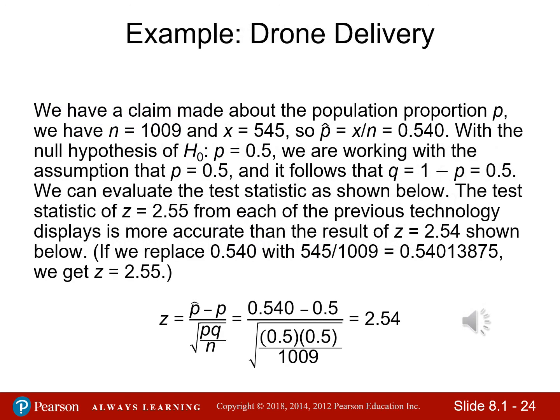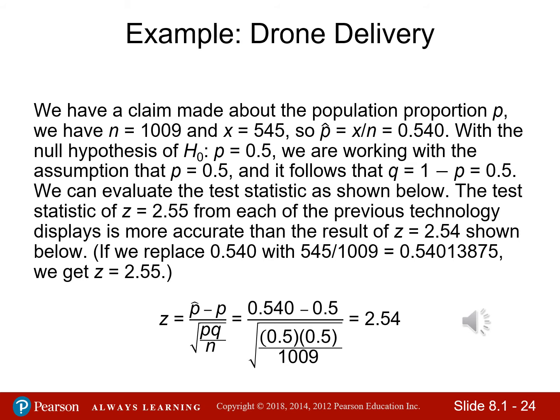Getting back to our example, we have the claim made about the population proportion P. We have n equals 1009 and x equals 545. So p hat is equal to x divided by n, which is equal to 0.540. With the null hypothesis of p equals 0.5, we are working with the assumption that p equals 0.5, and it follows that q equals 1 minus p, which is equal to 0.5.